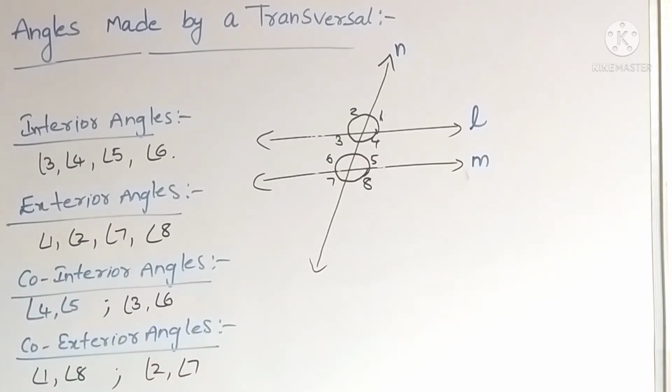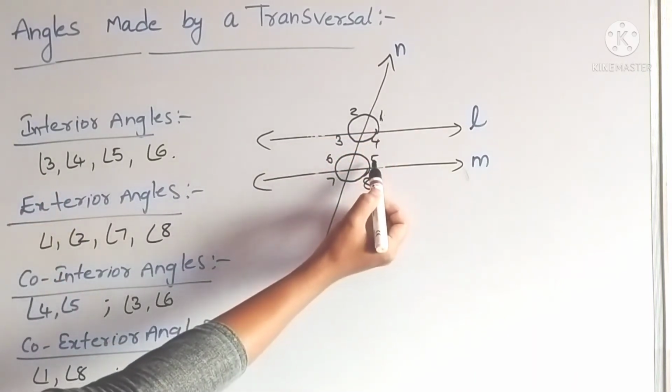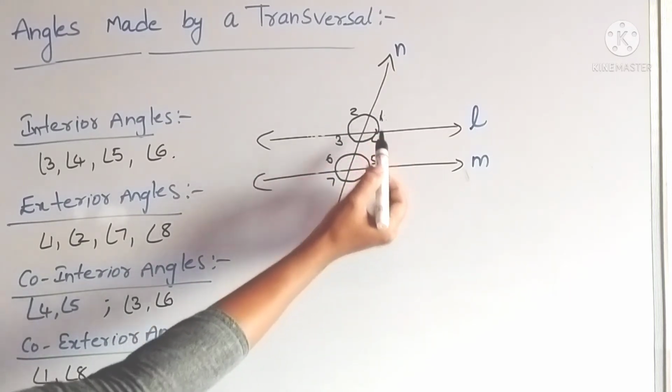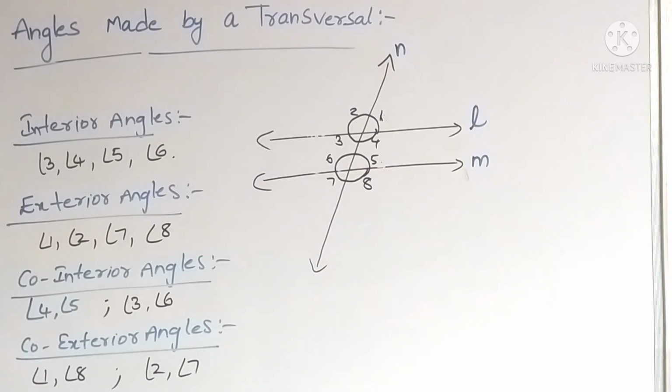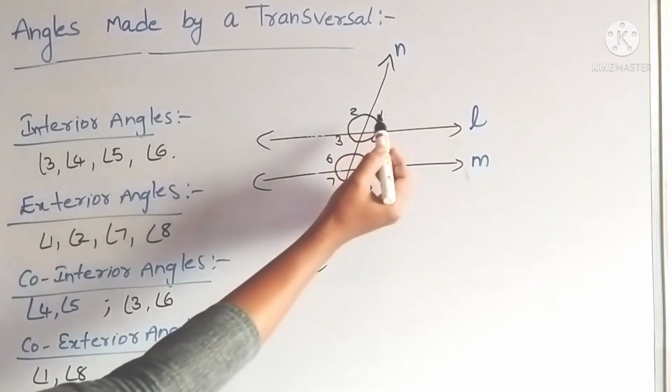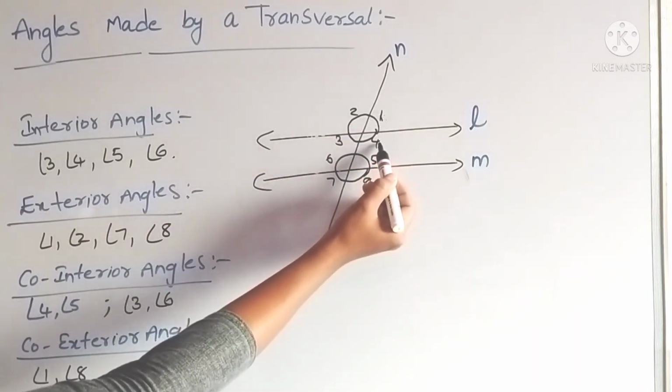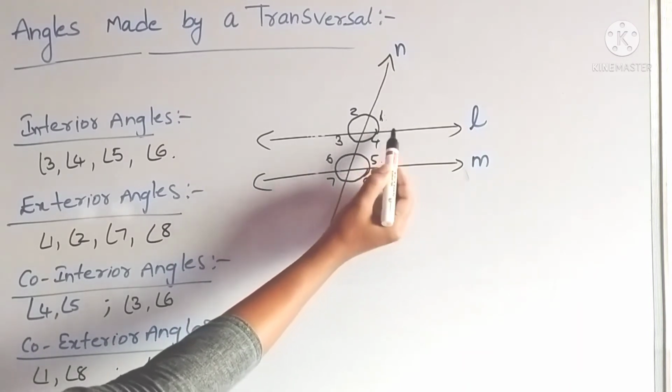Okay. So in the next pair, one angle must be interior, the other must be exterior, and the third condition, they both lie on the same side of the transversal line. And another condition, they should not be adjacent angles, that means they should not be side by side. So angle 1 is exterior, angle 4 is interior, but they are adjacent angles, they have a common arm.